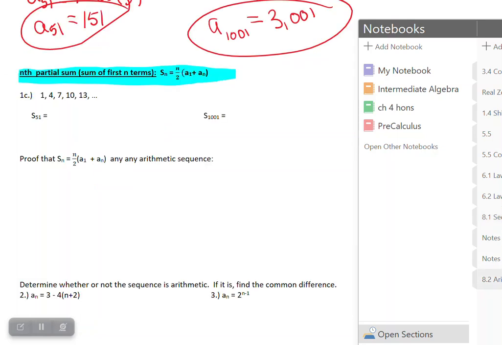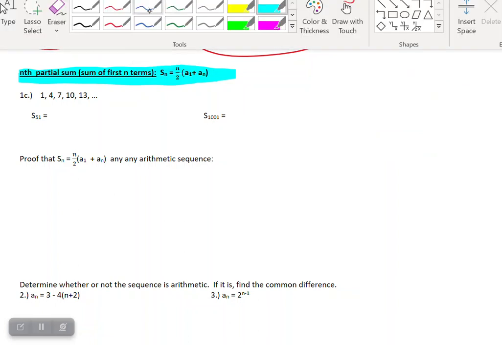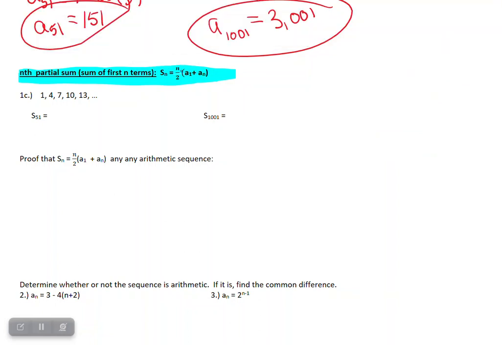Well, there's actually a formula for this. This formula says that we can take the number of terms I'm looking for, divide it by 2, and multiply it by the sum of the first term plus the last term. And that can help us calculate all of it.